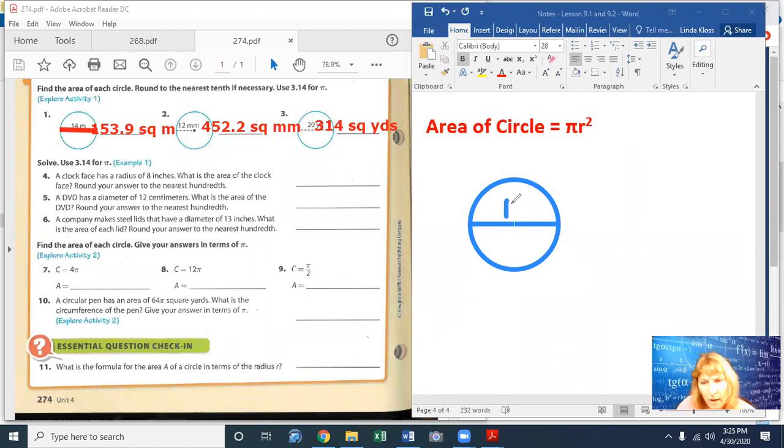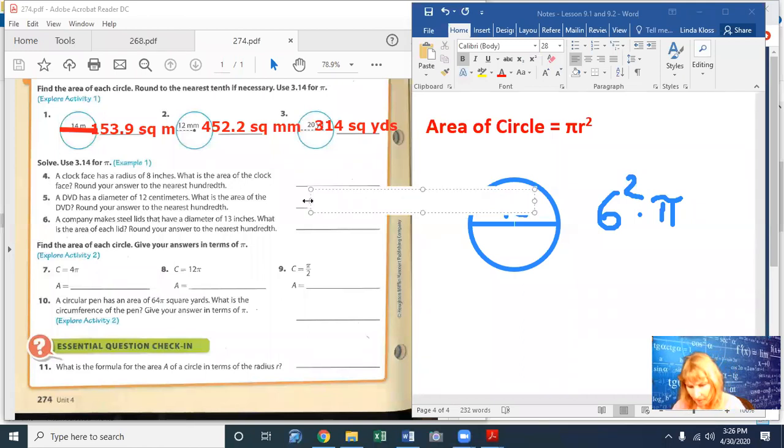Now I know that, remember, my formula has to use the radius. So half of 12 is 6, and I'm going to square it because it's r squared times pi. So 6 times 6 is 36. 36 times pi is, I'll do this one for you, 36 times 3.14, 113.04.